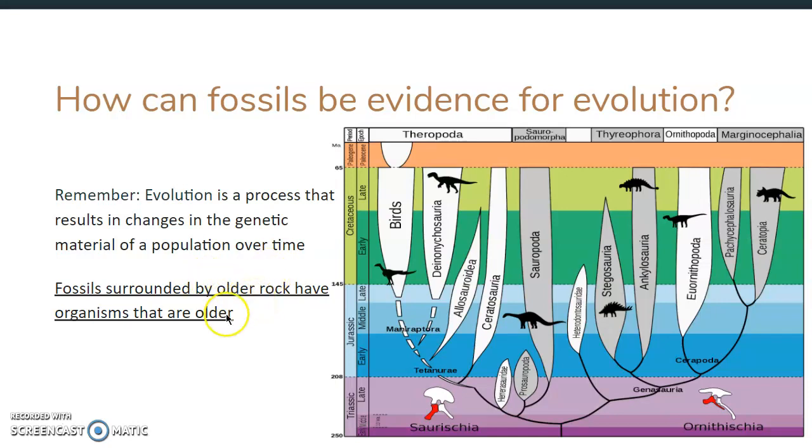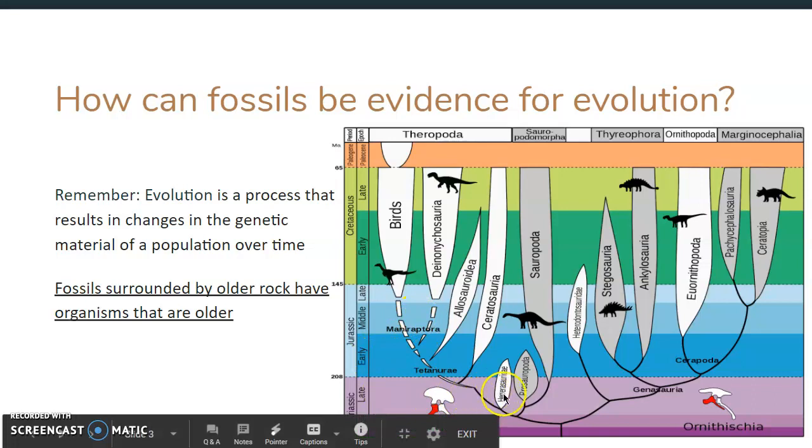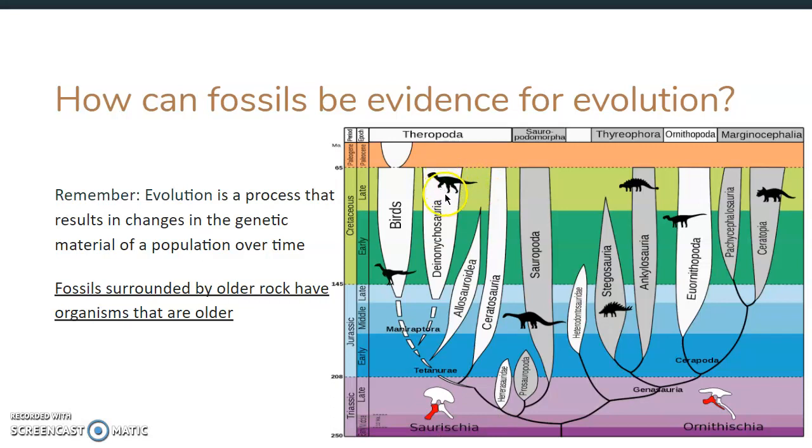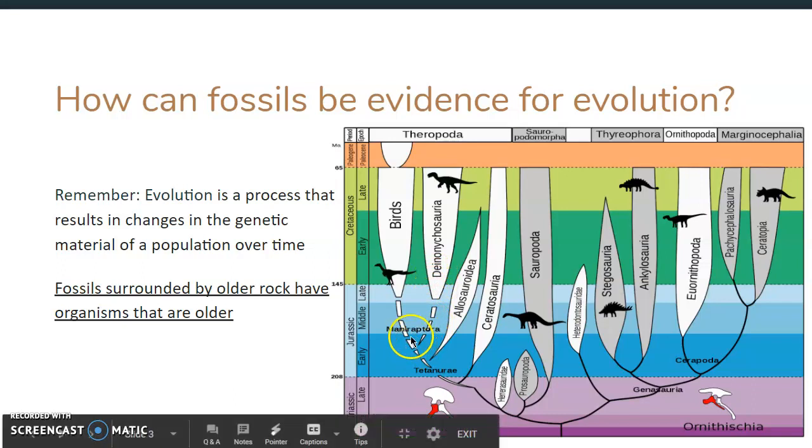So fossils surrounded by older rock have organisms that are older, which would make sense. This is a great picture that we have over here on the right. We can see that the top layer would be the newest rock that we can find, and as we go farther back, the rock is lower. So we can look and maybe find a fossil of this thing that looks almost like a Tyrannosaurus Rex, and trace it back to a fossil farther back.